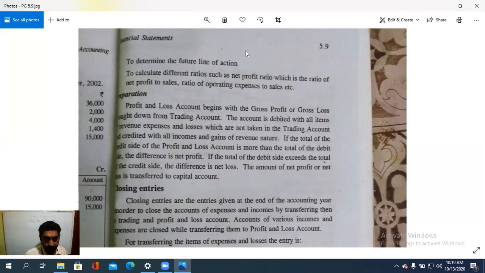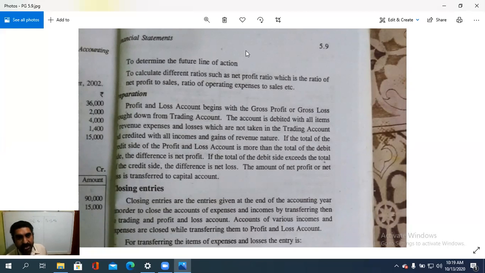Okay. Then profit and loss account begins with the gross profit or the gross loss brought down from the trading account. This account is debited with all the items of revenue, expenses, and losses which are not taken in the trading account. Rather, all items relating to revenue, expenses, and losses are debited, and the revenue, incomes, and gains are to be credited.